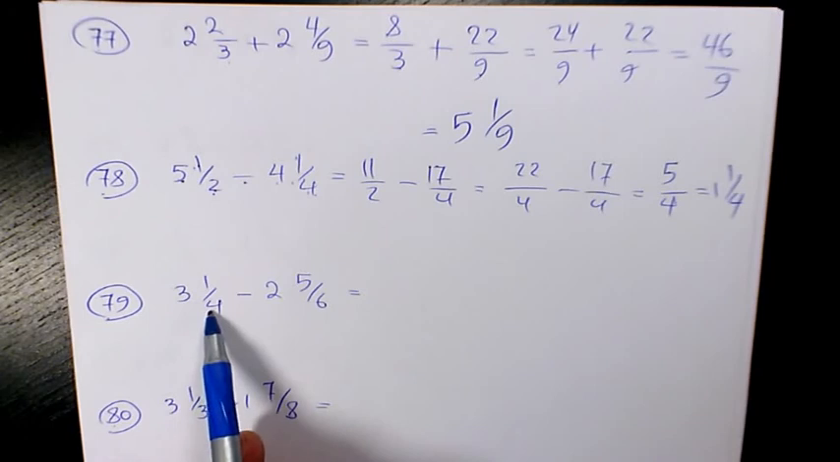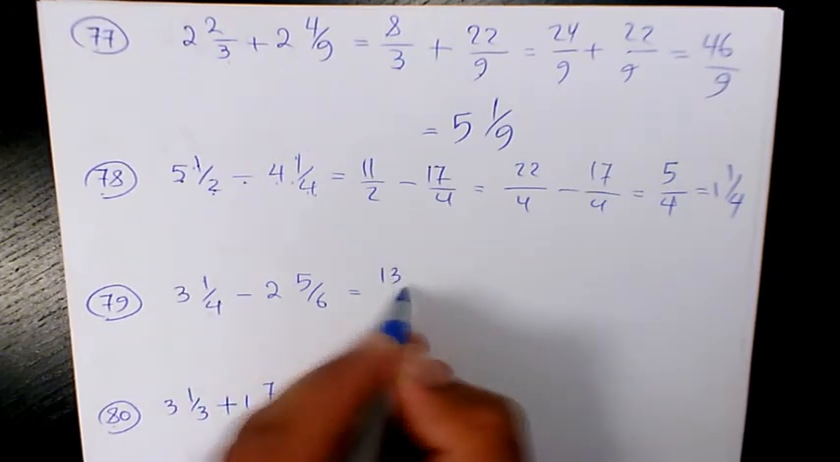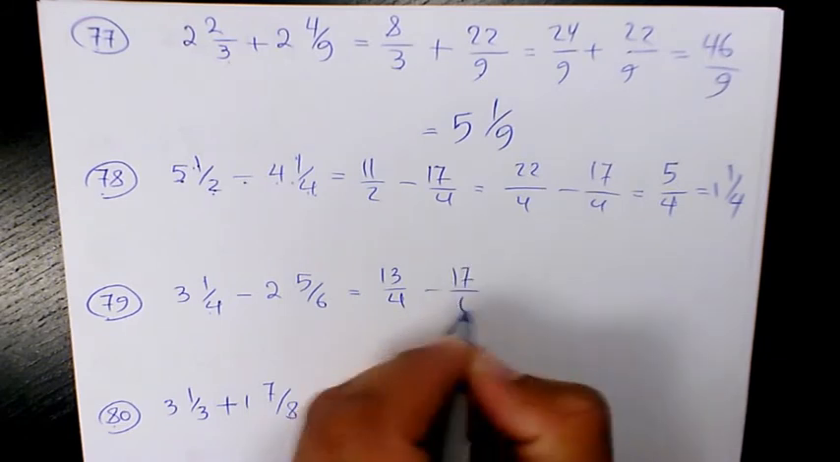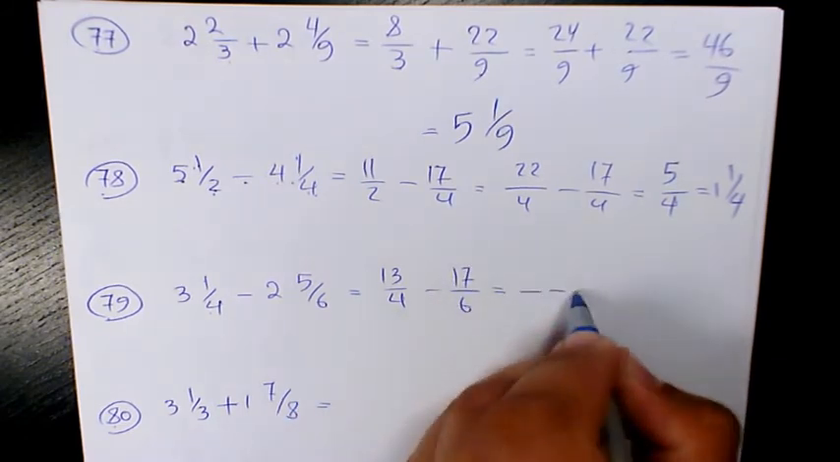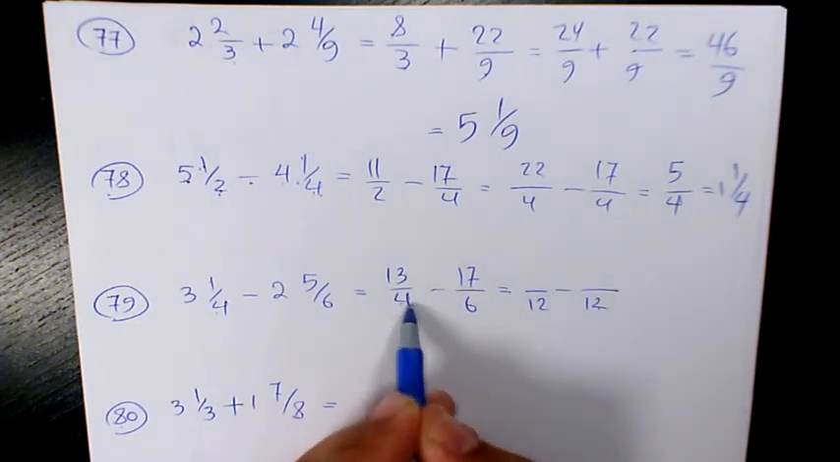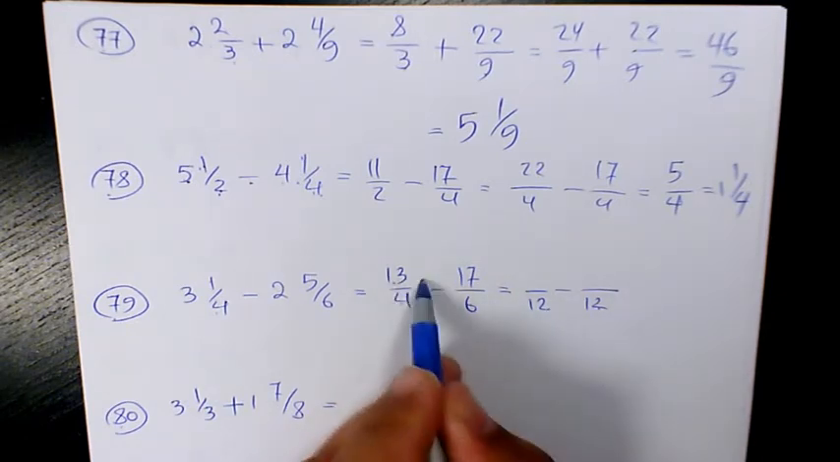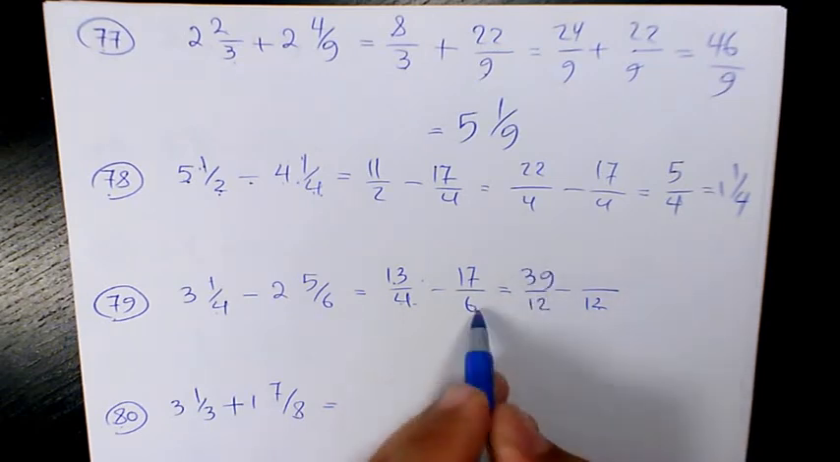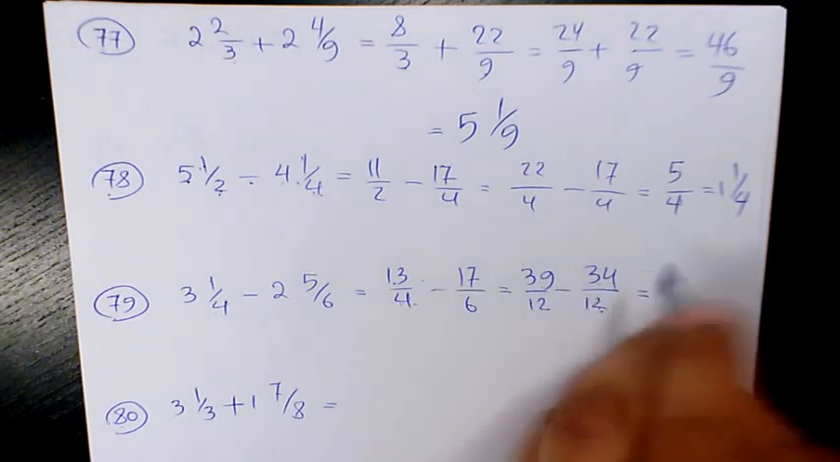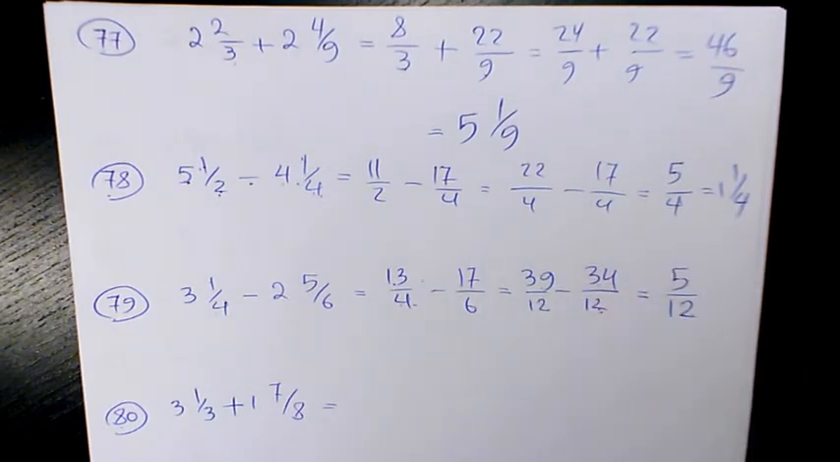3 times 4 plus 1 is going to be 13 over 4. 2 times 6, 12 plus 5 is going to be 17 over 6. Common denominator is going to be 12. 4 times 3, 12. 13 times 3 is going to be 39. 6 times 2, 12. 17 times 2, 34. 39 minus 34 is going to be 5 over 12.